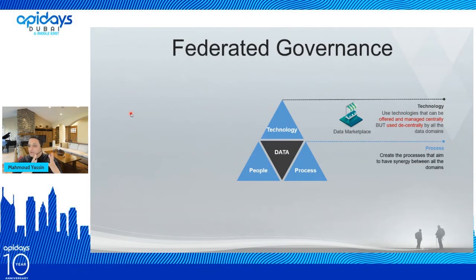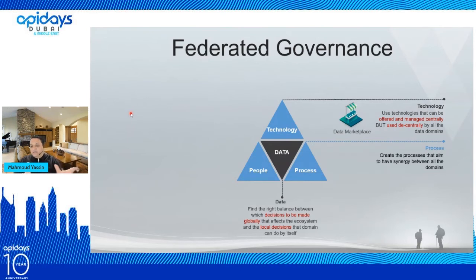Process-wise, definitely we need to create processes that aim for synergy between all the domains. So don't create another silo. Instead of one central team, you'd have multiple central teams. No, no, no. The idea here is to find a collaboration mechanism and a federated governance that everyone adheres to, with a little bit of flexibility in what you do.